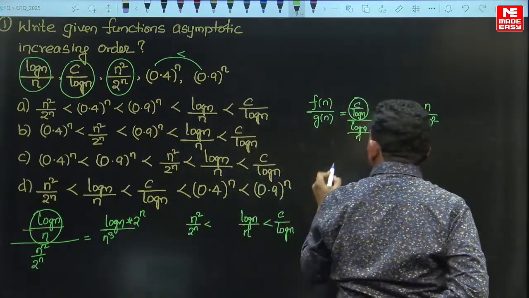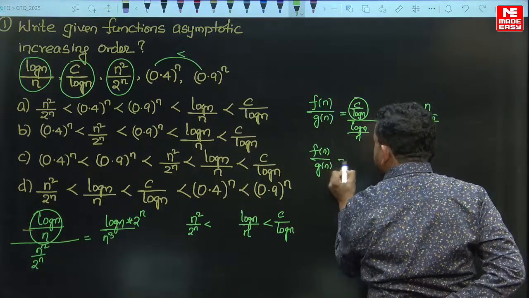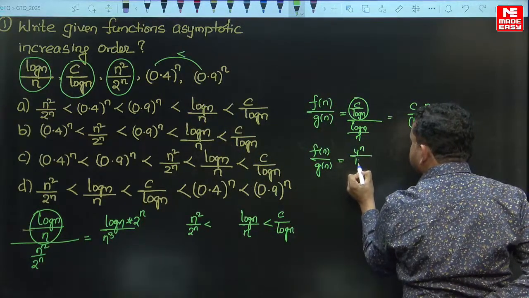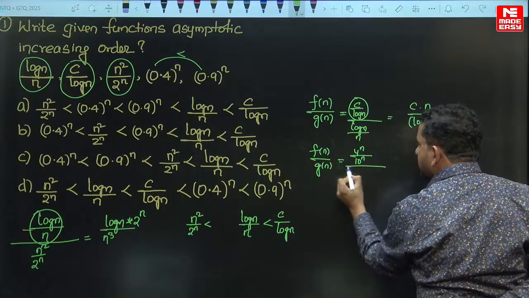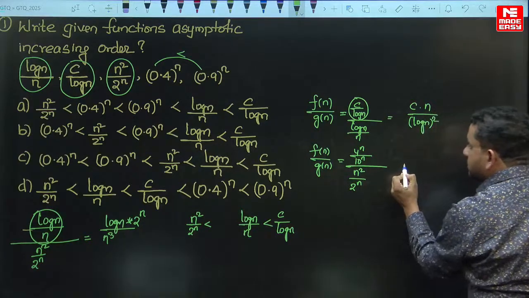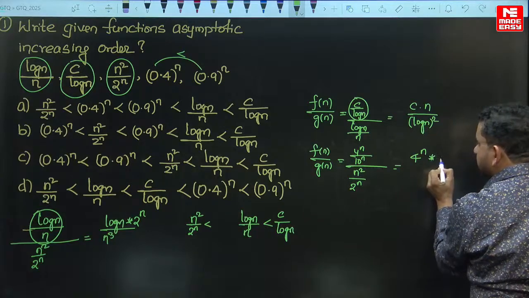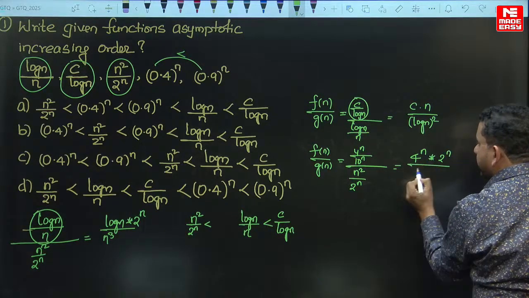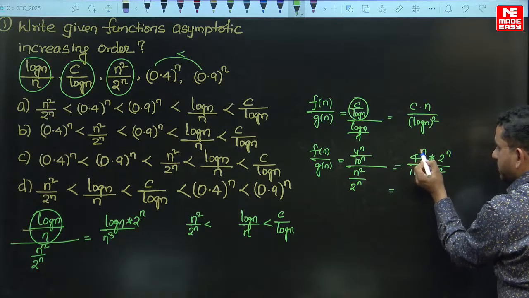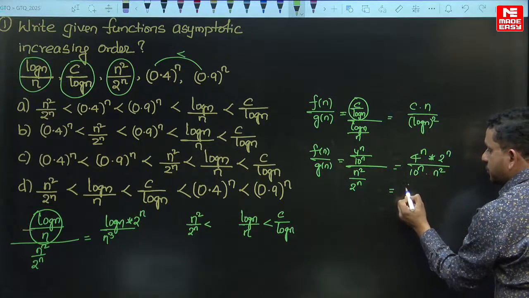Now 0.4 power n. If we compute the ratio of f of n by g of n, the function is 4 power n by 10 power n, which is exponential, so compare it with the smaller function. This is n square by 2 power n, so it becomes 4 power n multiplied with 2 power n, divided by 10 power n multiplied with n square. If you take this numerator as one part, 4 into 2 is 8, 8 by 10 is 0.8 power n.